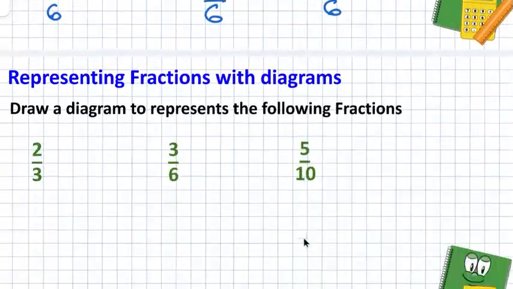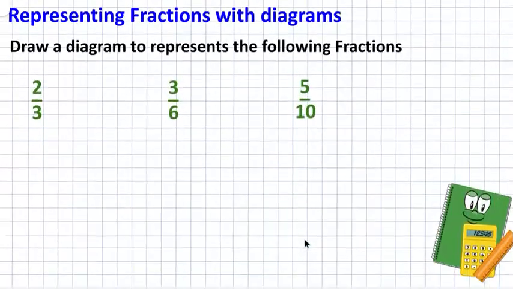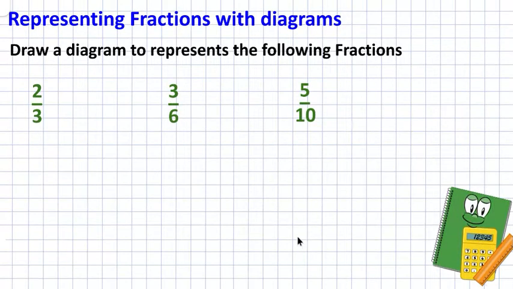So let's take a look at how to represent a fraction with diagrams. We are going to look at this fraction and then we want to draw diagrams. So I need you to get your pencil. You can pause the video, get your pencil, your ruler, and your eraser. So if you look at this fraction 2 over 3, it means that you took 2 parts out of a total of 3 parts.